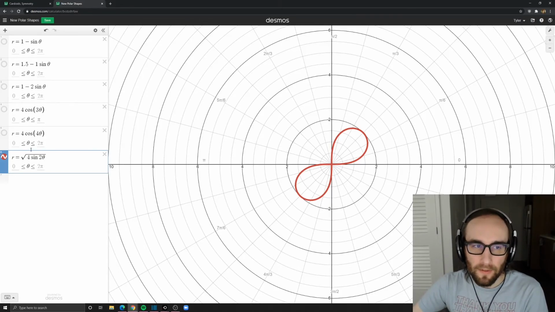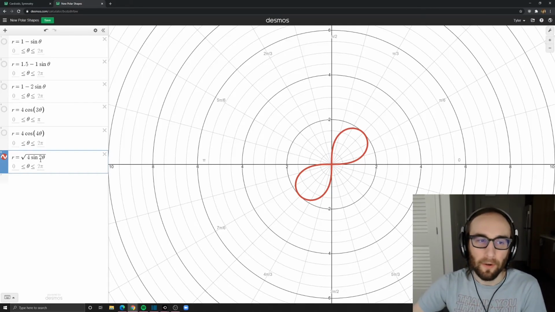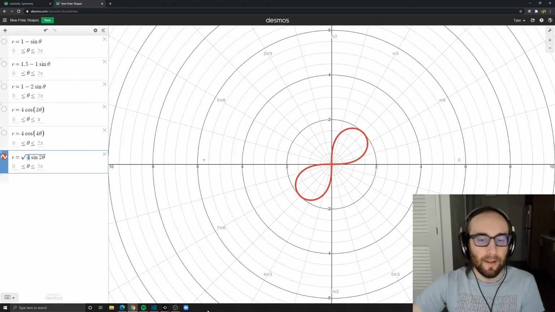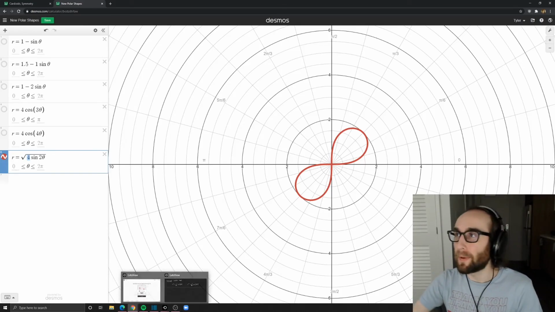And for all of these, the numbers are related to the graphs. I don't know if you've noticed as we've gone through them, but here, for example, the 4 is related to the maximum distance we end up with, which is 2 in this case. So that's why we have a squared in front here. A is going to be the distance from the origin. So that is our last shape, called a lemniscate, or a propeller shape.